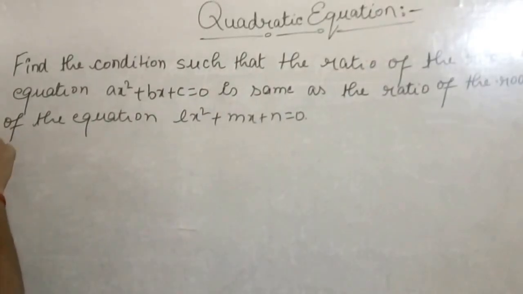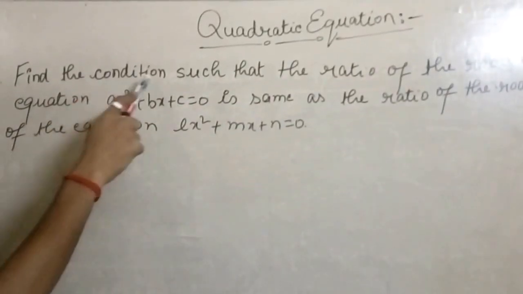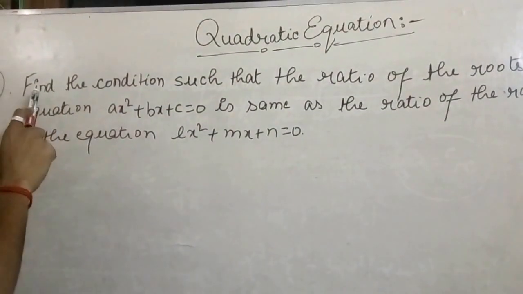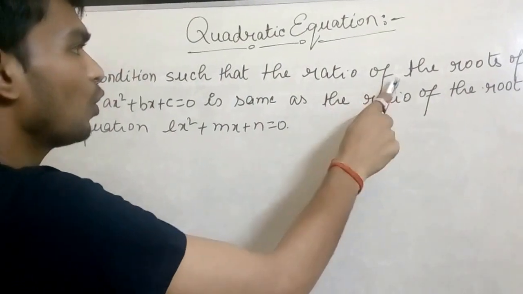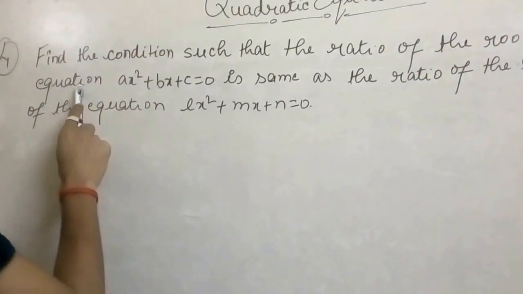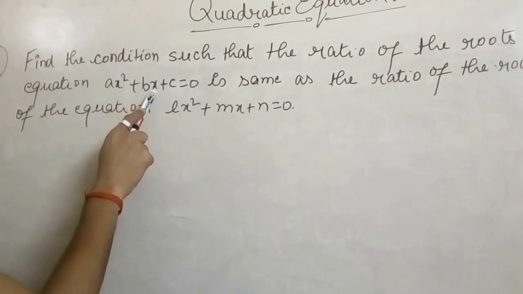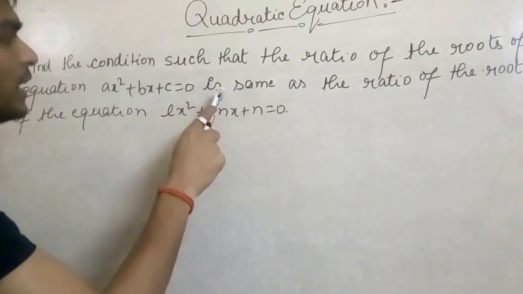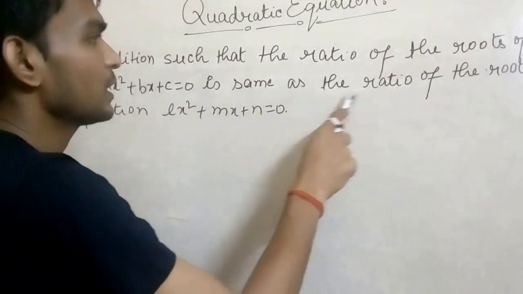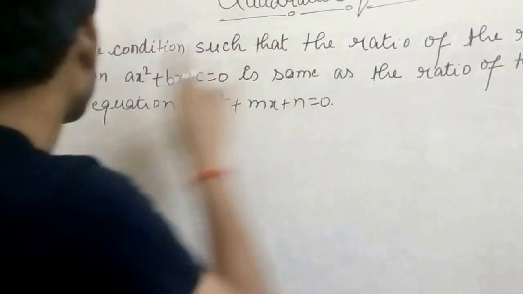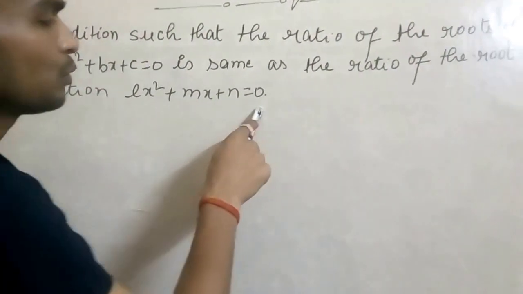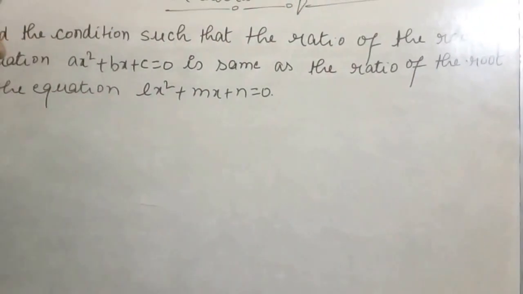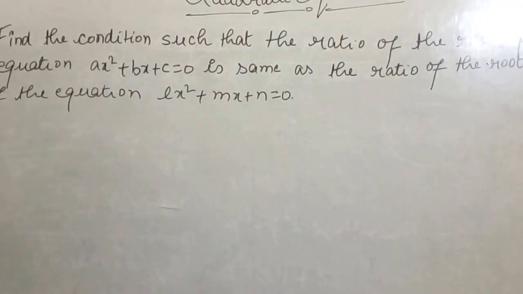So this is problem number 4, and read the problem. Given that, find the condition such that the ratio of the roots of the equation ax square plus bx plus c equal to 0 is the same as the ratio of the roots of the equation lx square plus mx plus n equal to 0. So first of all, read the problem very carefully.